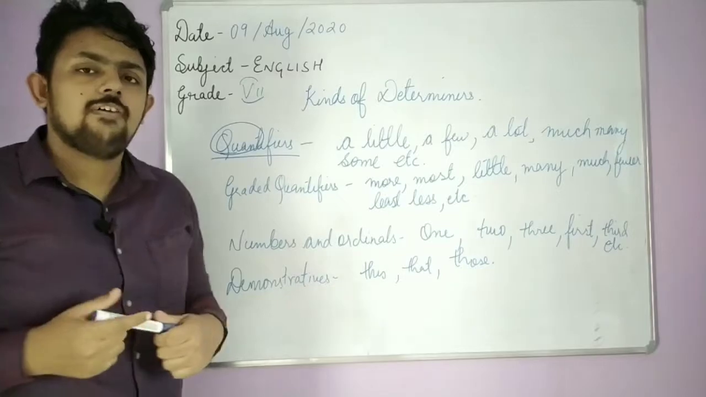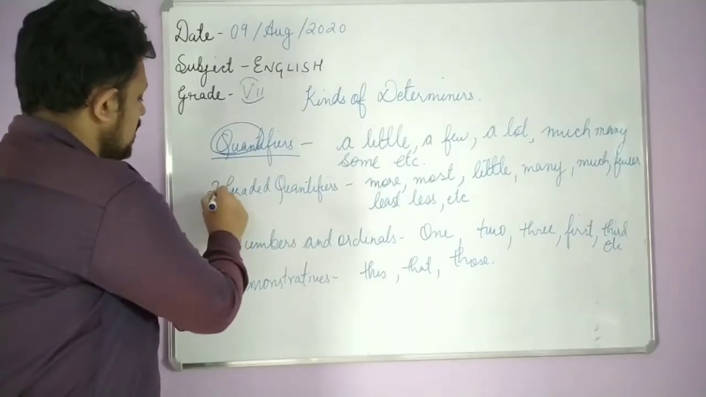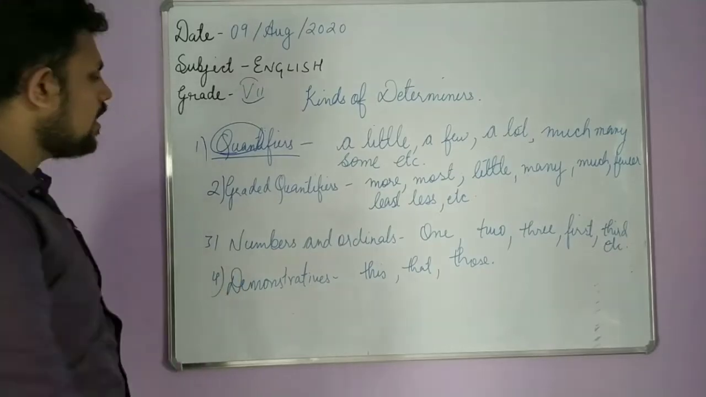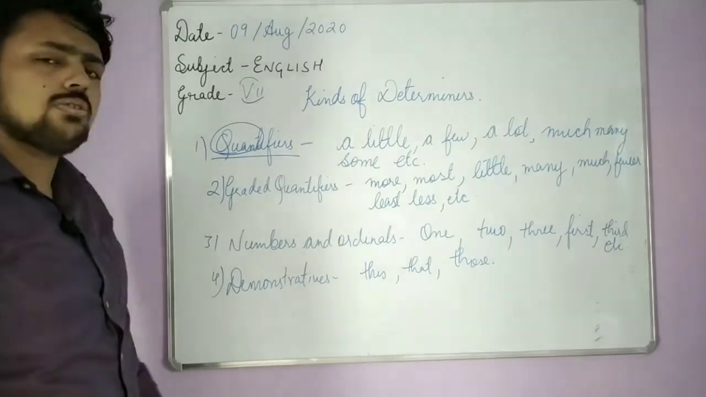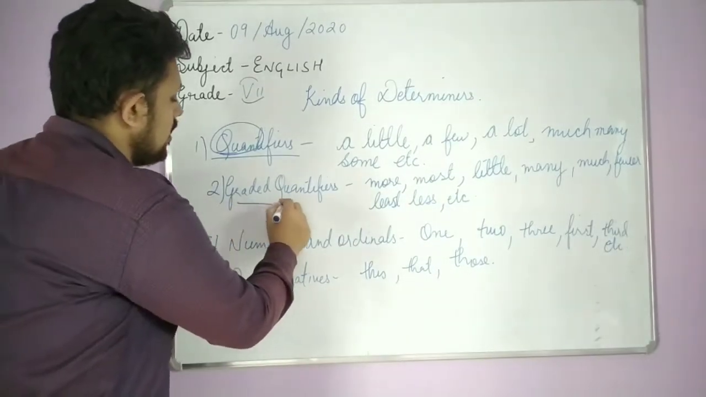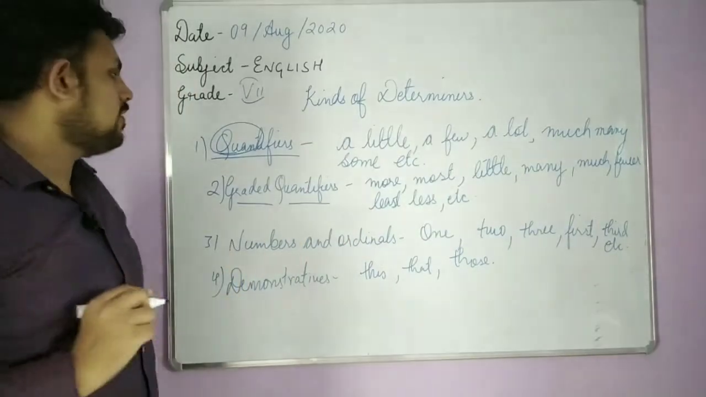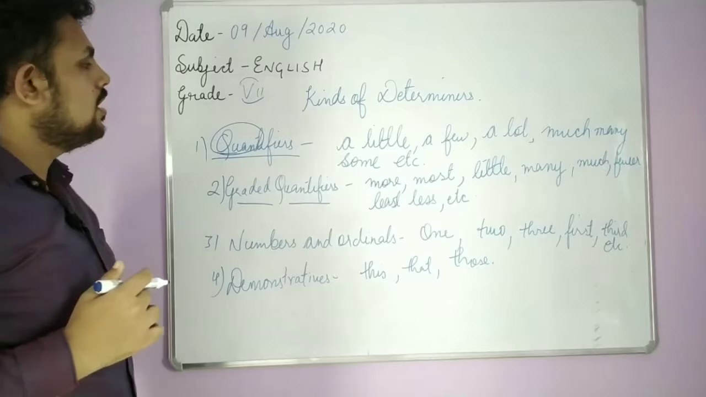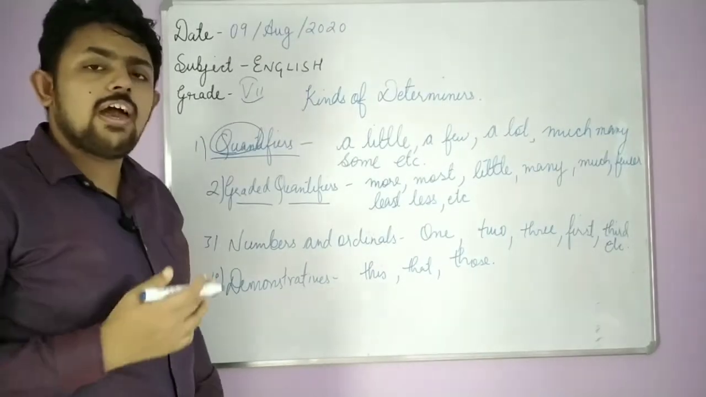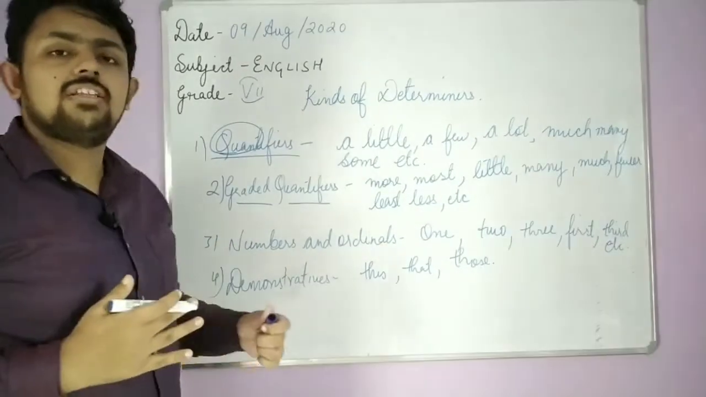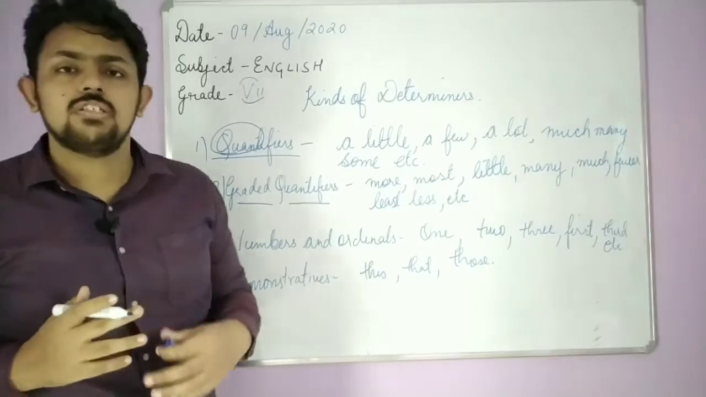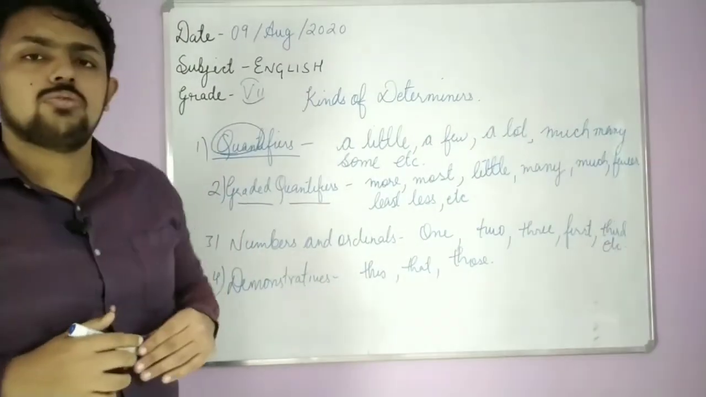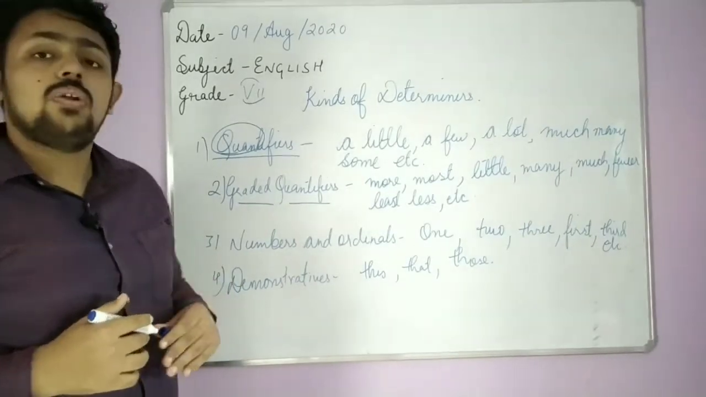Now we have the second, the graded quantifiers. So what are graded quantifiers? You know the quantifiers which tell us about the quantity of a noun or a noun phrase. Here we grade them like we have done in adjectives, the superlative, comparative, all that. So here also the noun is graded.